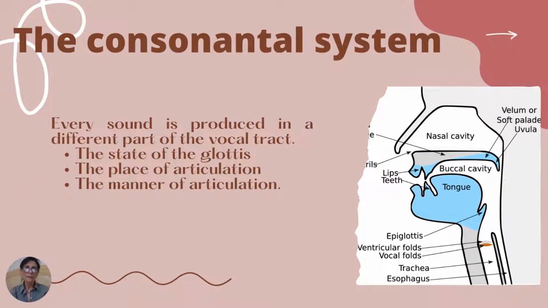Slide 8. Every sound is produced in a different part of the vocal tract. For example, consonants are formed in the upper vocal tract. There are three factors to classify consonants: the state of the glottis, the place of articulation, and the manner of articulation.